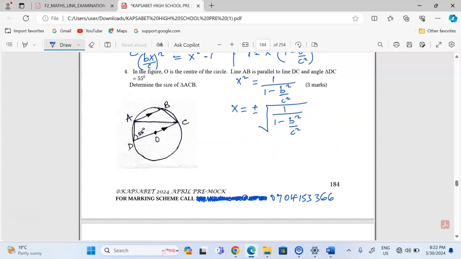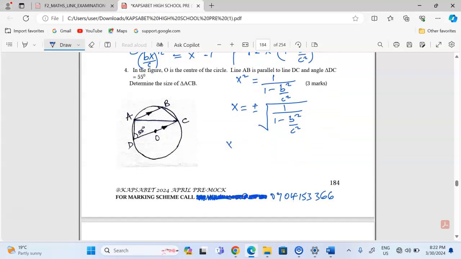This can further be simplified anyway into x being equal to plus or minus the square root of 1 divided by, when you check 1 and this is a minus, then we have b squared out of c squared. That's a difference of 2 squares, and we can further simplify it to 1 minus b out of c into 1 plus b out of c. So that can be a further simplification of the same problem.